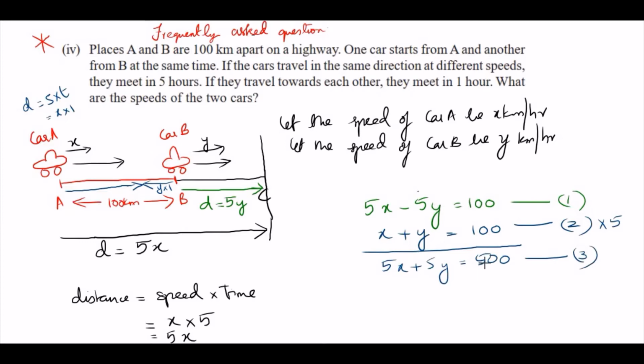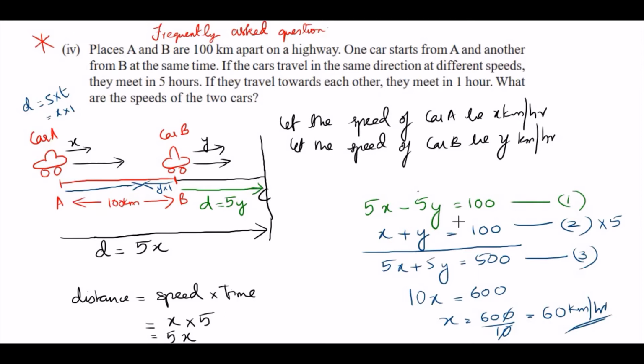And when you compare the first and third equation, you can see the coefficient of x and y variables are the same. Either you subtract or add. So let's add. So when you add, you get 10x is equal to 600. That is, x is equal to 600 by 10. That is 60. So 60 kilometer per hour is the speed of car A.